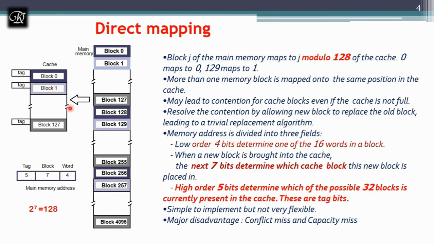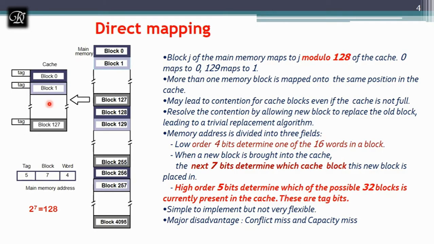For example, let me take 256. I want to place 256 on the cache. How can I decide where to place it? Let's take 256 remainder with 128. I will get the value 0. When I get the value 0, where will I store? I will store at block number 0 over here. And if I take block number 4, again take a modulus with 128, so the remainder will be 4. So I'll be storing in block number 4. This is how direct mapping performs.